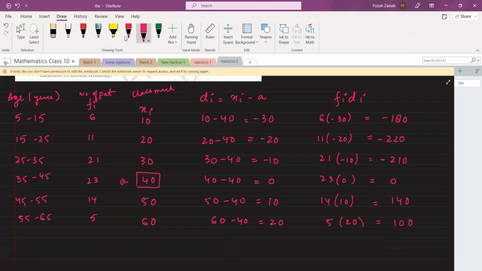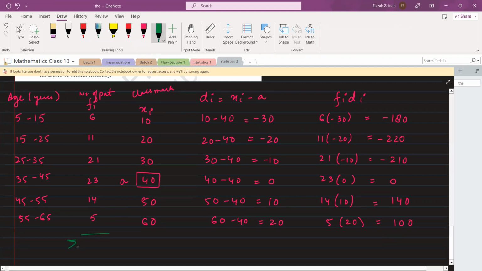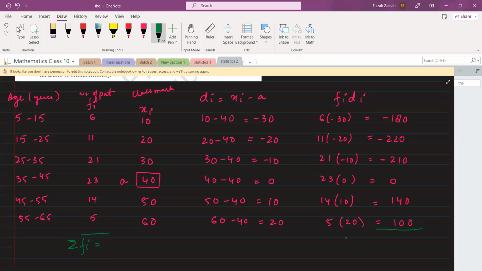Okay, so now two summations which I need are, yeah, so one is this, I need summation of fi. Now please tell me how much is summation of fi and how much is summation of fi di.